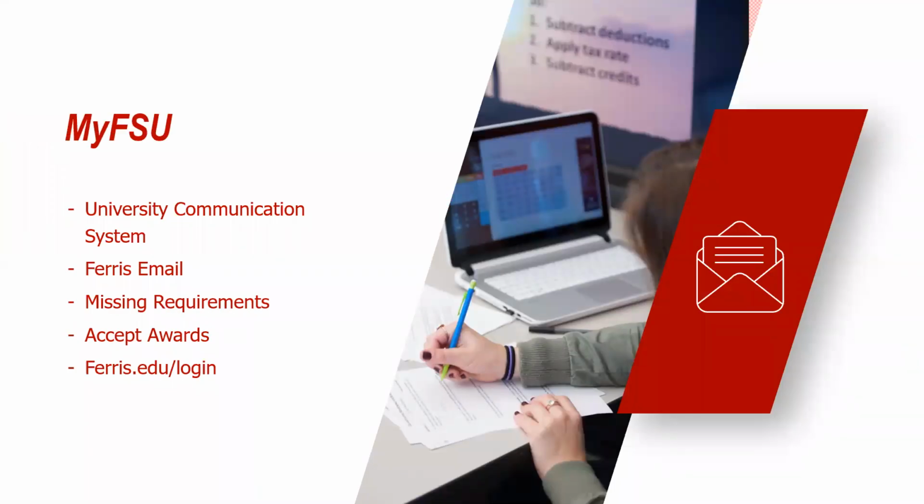MyFSU is the university's communication system. This is how you will access your Ferris email, your missing financial aid requirements, accept your financial aid, and do other options. To access MyFSU, go to ferris.edu/login and use your username and password to access the MyFSU system.